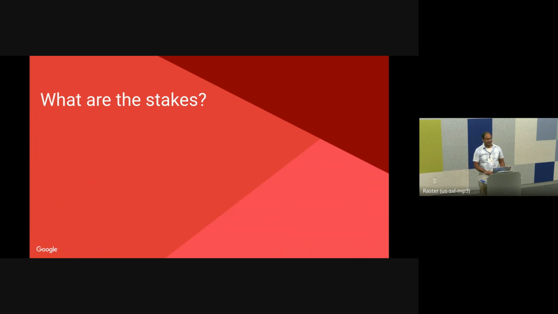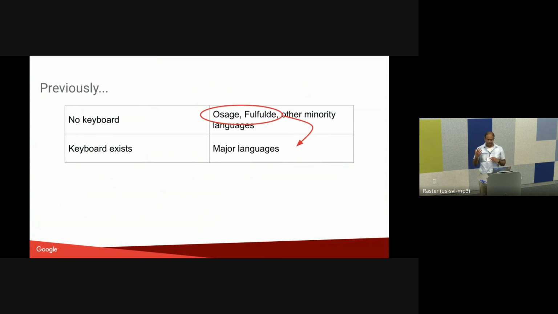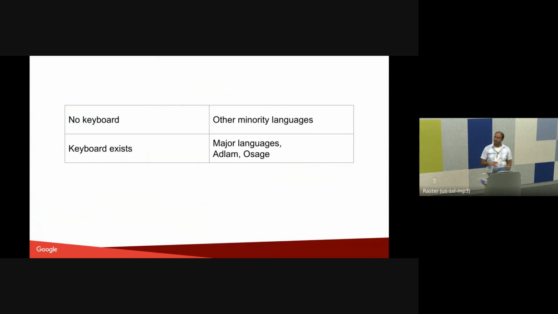So what are the stakes of this problem? If your language doesn't have a keyboard, you're obviously disadvantaged. Previously, we had plenty of minority languages, like Osage and Fulfulde, that didn't have a keyboard, but a lot of major languages did have keyboards. So clearly those minority languages were disadvantaged. And it was a huge help once they did get keyboards.